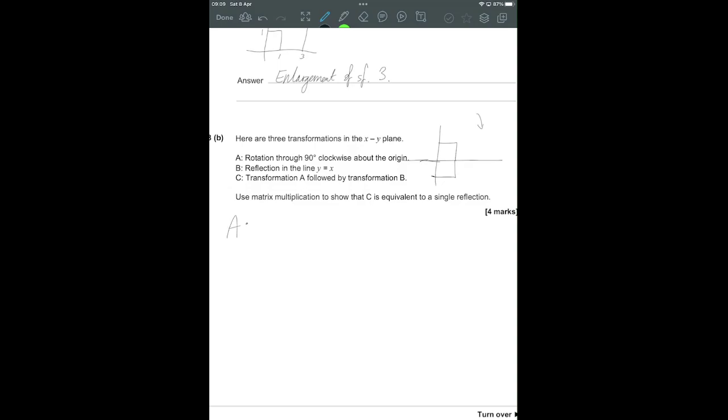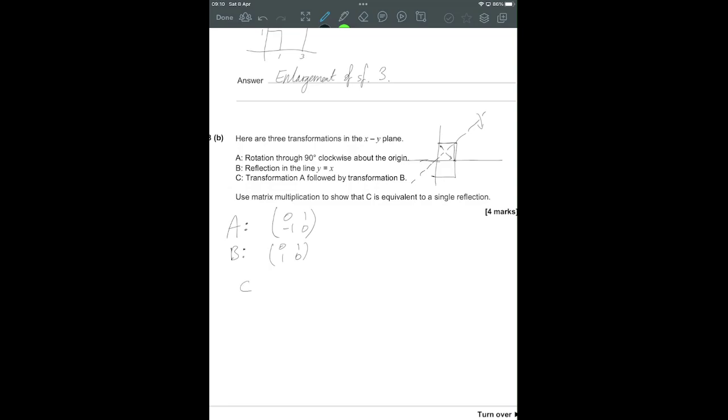So matrix A, well 1, 0, which was that point, is going to rotate round to that point there. So 1, 0 goes to 0, negative 1. So my first column is 0, negative 1. 0, 1 goes to 1, 0, so that's my second column. Matrix B is a reflection in the line y equals x. So that's my y equals x line, so my little unit square actually lands back on top of itself, but the coordinates have swapped. So that one and that one have swapped over. 1, 0 went to 0, 1, and 0, 1 went to 1, 0.